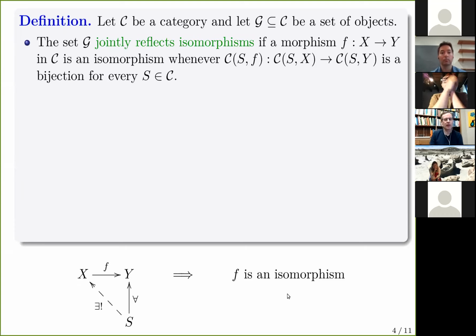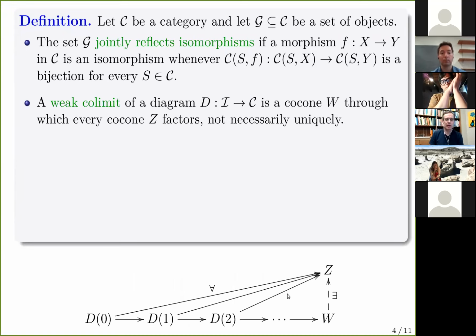Okay, second definition I need is the notion of a weak colimit. Probably in this audience, all I need to say is what's written right here. It's like a colimit, except that you only have the existence of the map, not the uniqueness. So I've illustrated it for a sequential diagram, which is the kind of diagram I'm going to deal with later. And W here is a cocone on this diagram. And for every other cocone Z, there should exist a factorization, but not necessarily unique. This is important because we're working in the homotopy category of spaces, which doesn't have all colimits, but it has weak colimits.